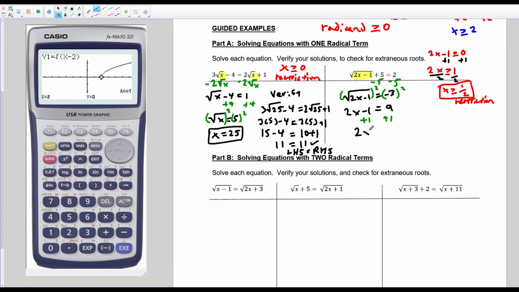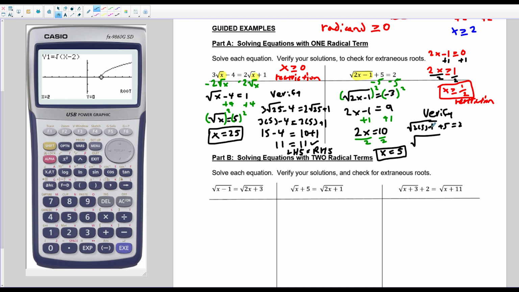And we'll end up with 2x is equal to 10. Divide both sides by 2. And we get x is equal to 5. So let's verify our solution. And we're going to plug this 5 back into our original equation. So we have the square root of 2 times 5 minus 1 plus 5 has to equal 2.